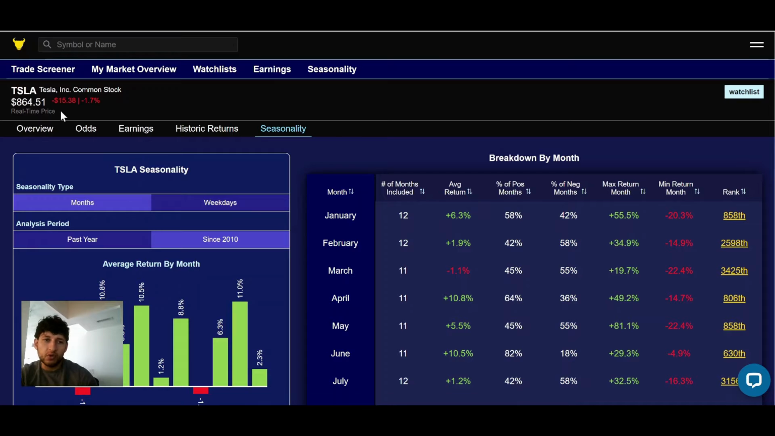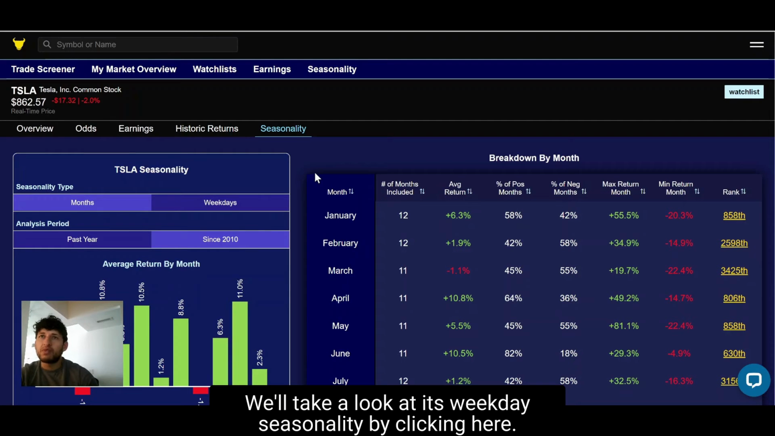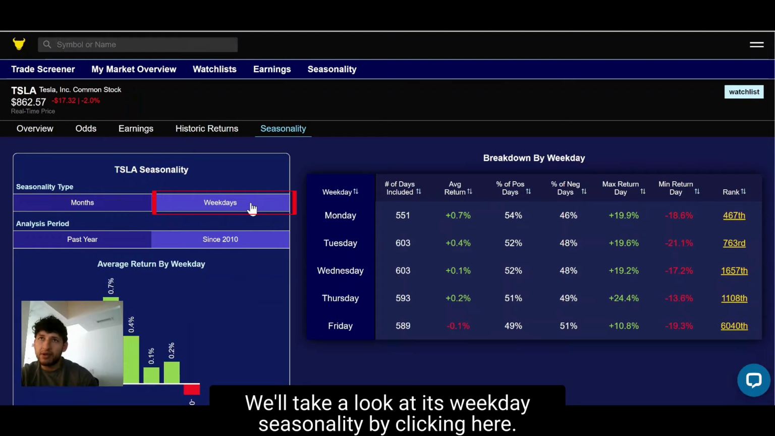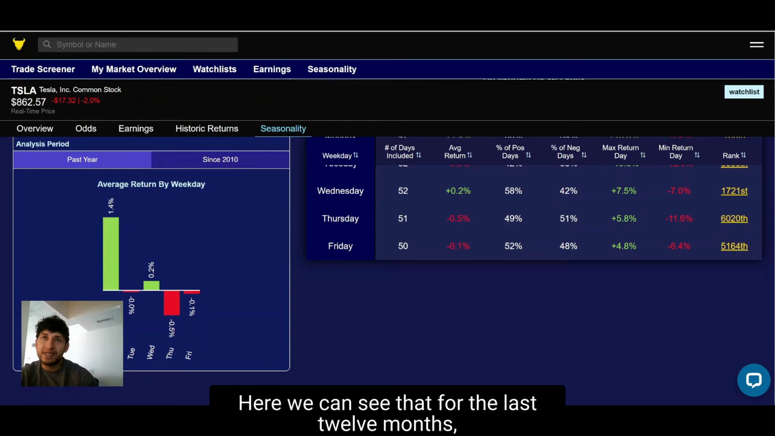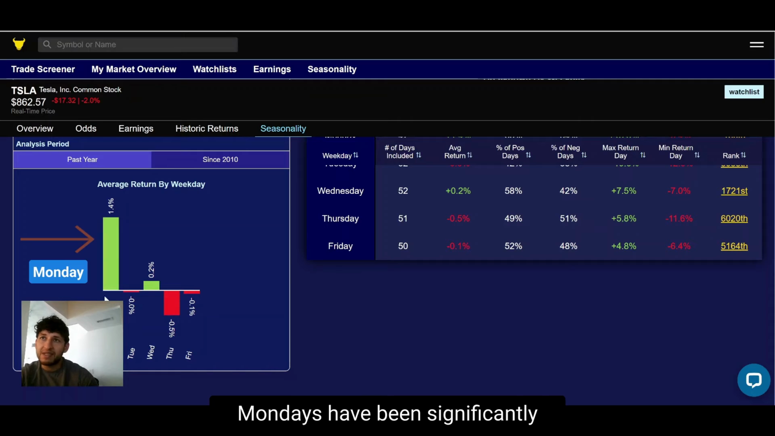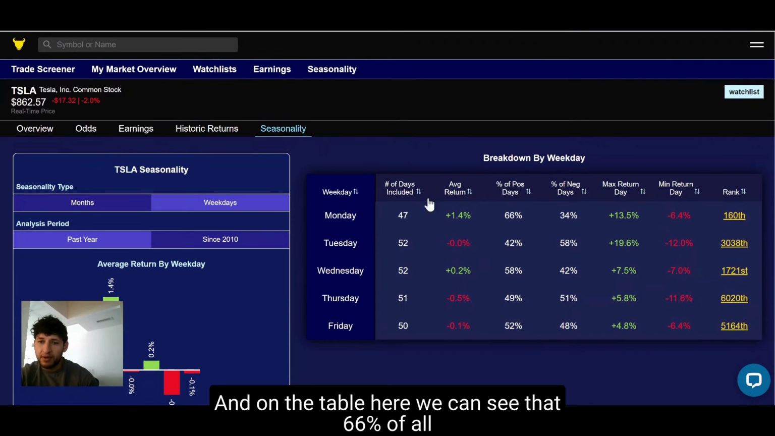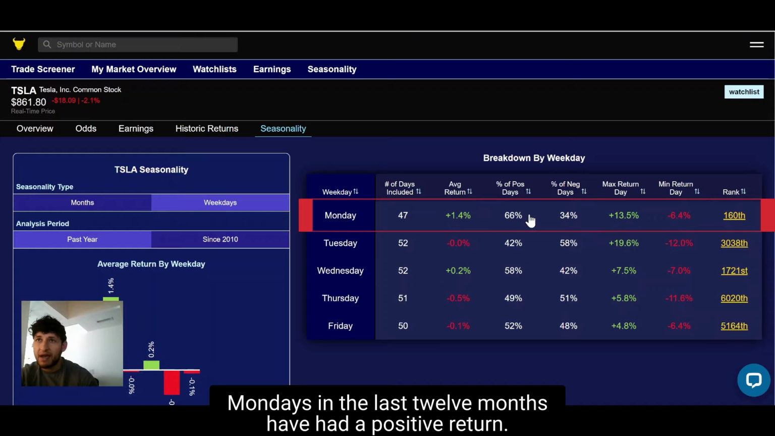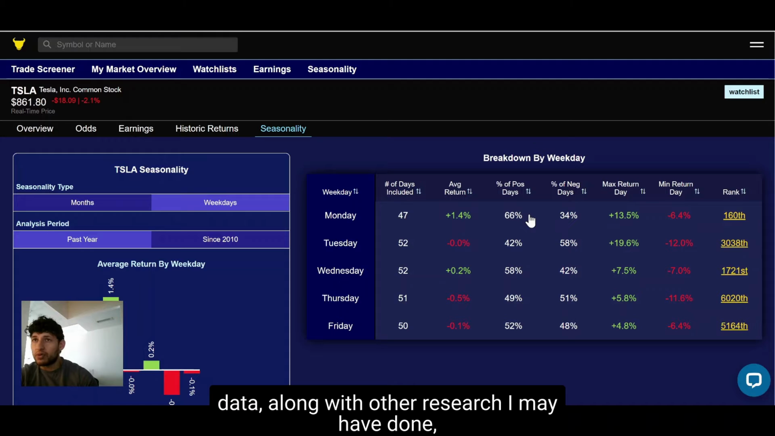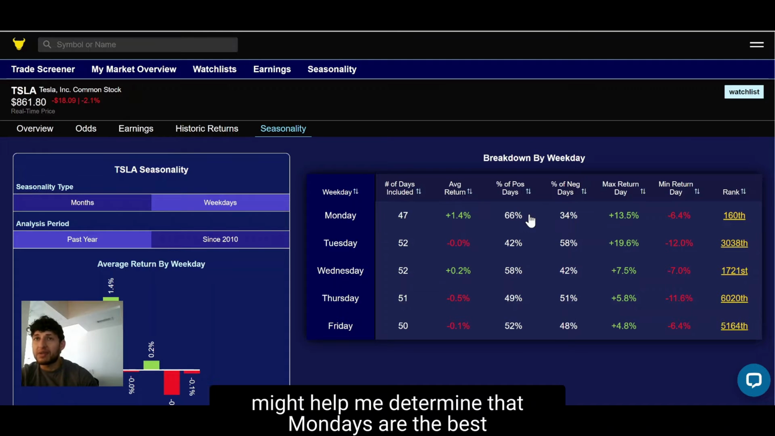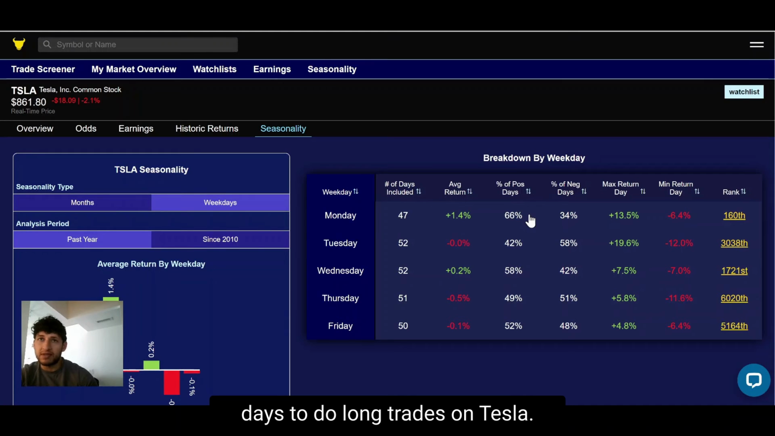For another use case, we'll go to Tesla's Seasonality tab. We'll take a look at its weekday seasonality by clicking here, and we'll use data from the past year by clicking here. Here we can see that for the last 12 months, Mondays have been significantly positive on average for Tesla, with an average performance of 1.4%. And on the table here, we can see that 66% of all Mondays in the last 12 months have had a positive return. So if I was looking to trade Tesla, this data, along with other research I may have done, might help me determine that Mondays are the best days to do long trades on Tesla.